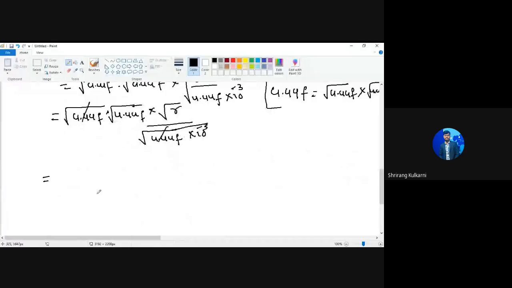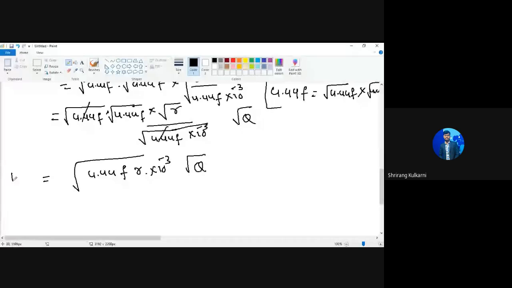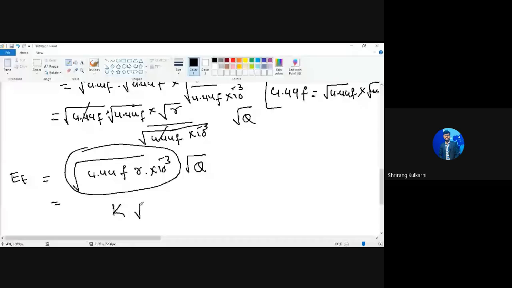4.44 frequency, r is a constant to the power of 3, which is left out. Q is left out, right? Under root q is left out. So it is 80. So what I am writing is that in place of all these things, I am just writing k. That's it. It is the constant. It consists of all the things. Replacing all the things, I have replaced it with a k.